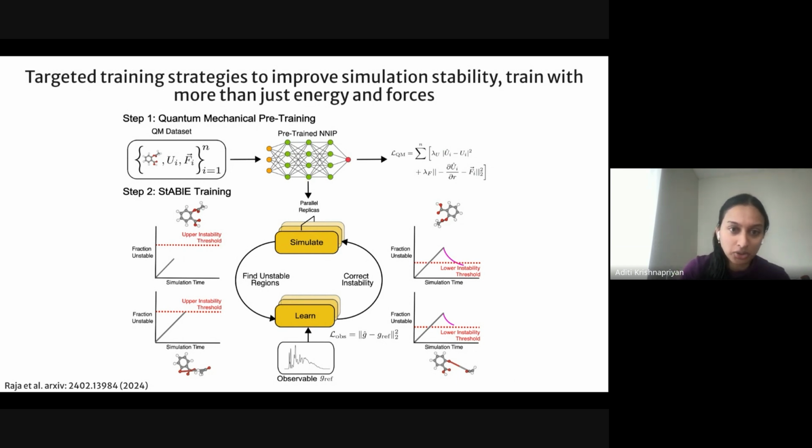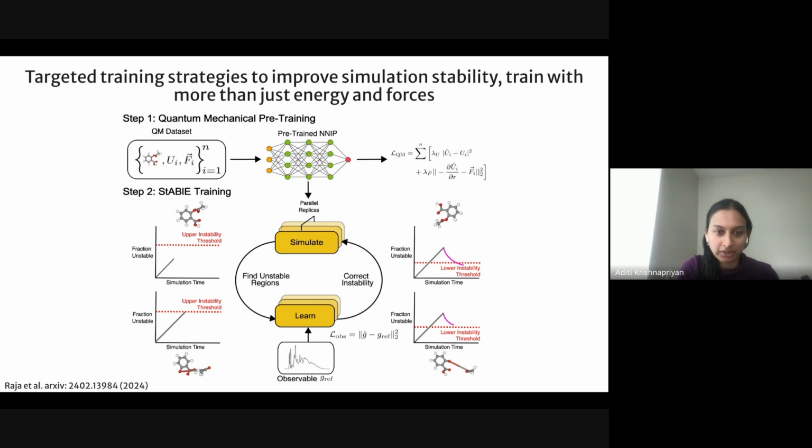So if we start out with our usual training procedure here, where we train a model on a data set of structures with energies and forces, we train this in a supervised learning style. We have this idea that you can check out in the paper here called stable training, which is based off of defining a training procedure that explicitly looks for how unstable you are when you run a bunch of MD simulations when you traverse the potential energy surface.